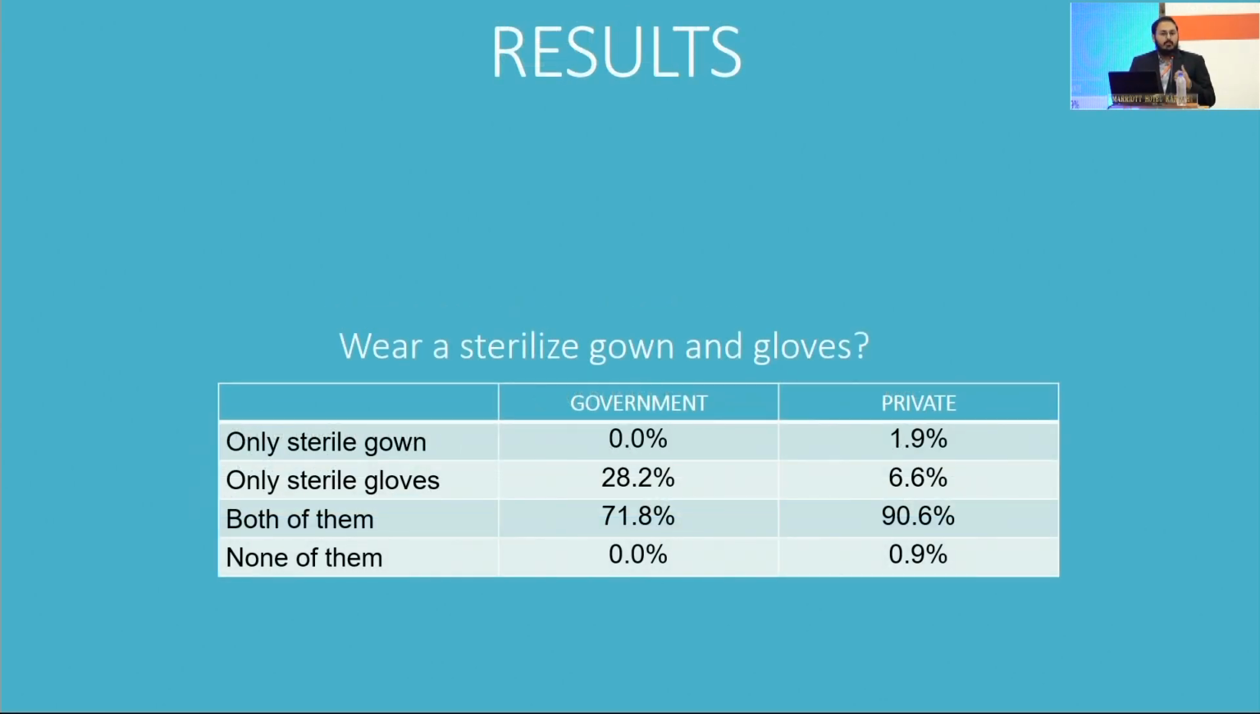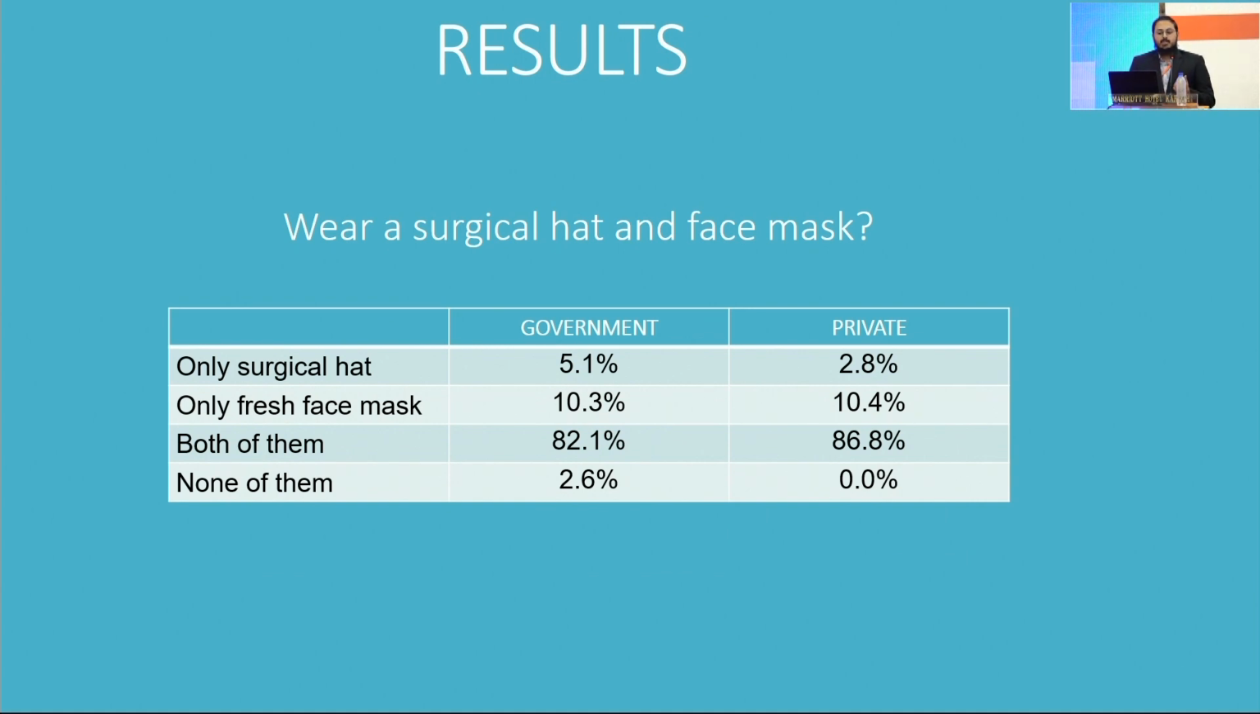Another question was whether they wear a sterile gown and gloves. From the government setup, no one responded to the only sterile gown option. 28.2% said they wear only sterile gloves while placing an epidural, and 71.8% said they wear both. In the private setup, 1.9% wear only a sterile gown, 6.6% wear only sterile gloves, and 90.6% wear both of them. Another question was whether they wear a surgical hat or face mask. 5.1% from the government setup said they wear only a surgical hat, 10.3% said they wear only a face mask, and 82.1% said they wear both of them.